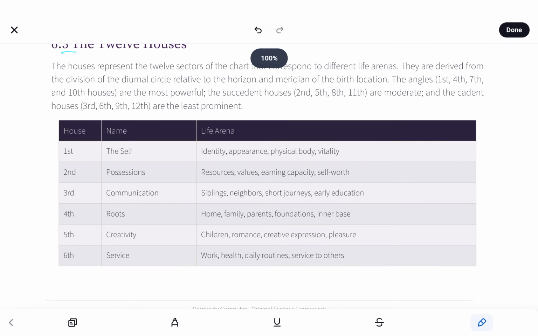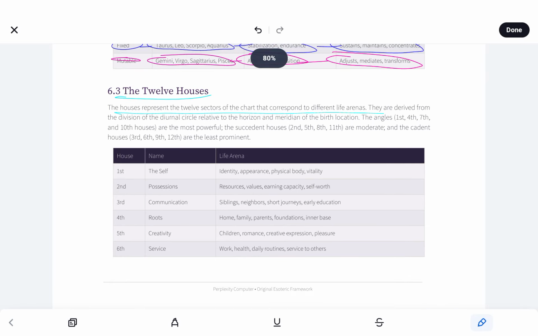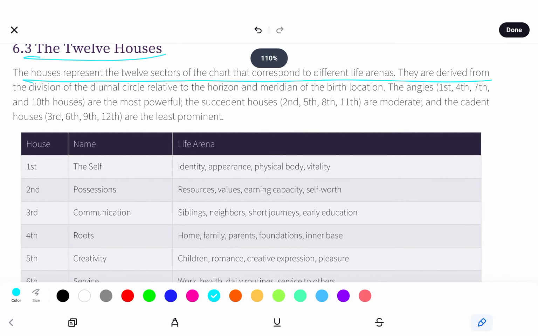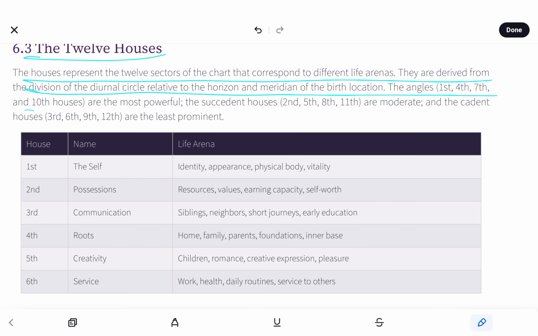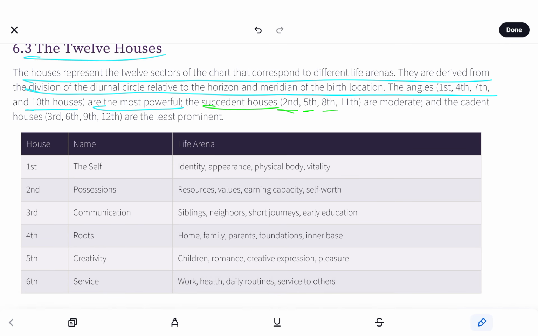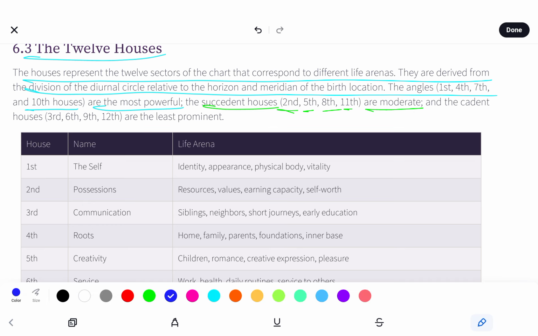So the 12 houses represent the 12 sectors of the chart that correspond to different life arenas. They are derived from the division of the diurnal circle relative to the horizon and meridian of the birth location. So the angles, the 1st, 4th, 7th, and 10th houses, are the most powerful, while the succedent houses, 2nd, 5th, 8th, and 11th, are moderate, and the cadent houses, 3rd, 6th, 9th, and 12th, are the least prominent.